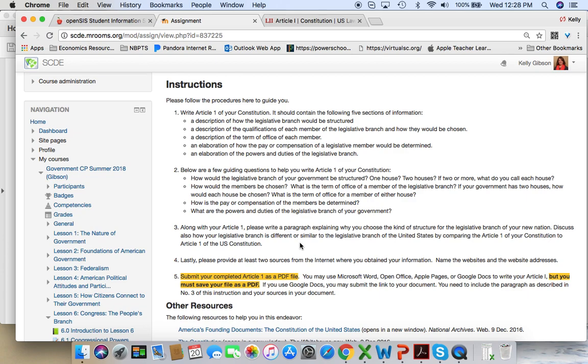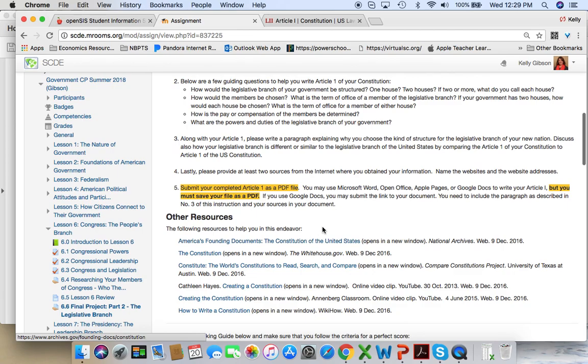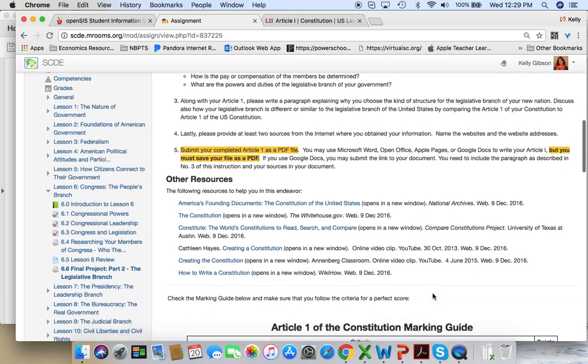Then to submit your project, you need to submit it as a PDF file. No matter what word processing program you use, there is always an option to save it as a PDF. You need to do that. If you are using Google Docs, you may submit the link to your document. However, make sure you have the sharing settings set so that anyone with the link can view it. Then we have some additional resources to help you with this section.